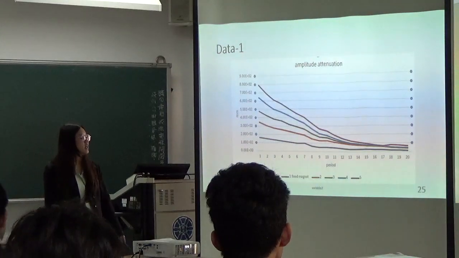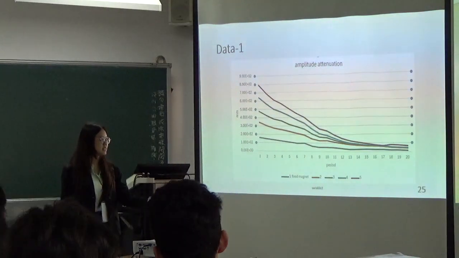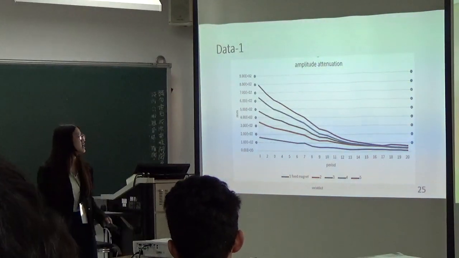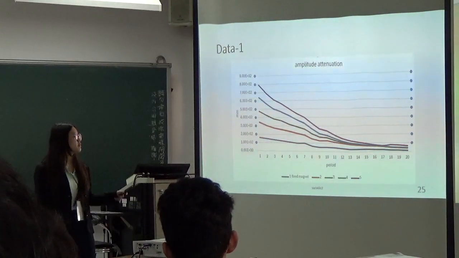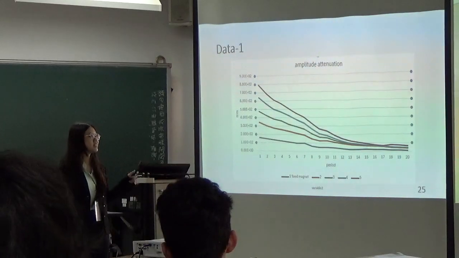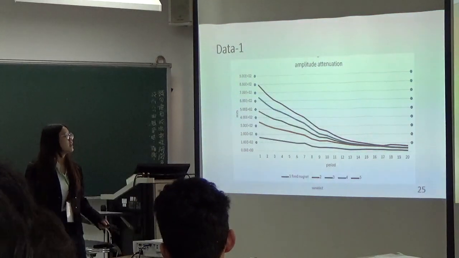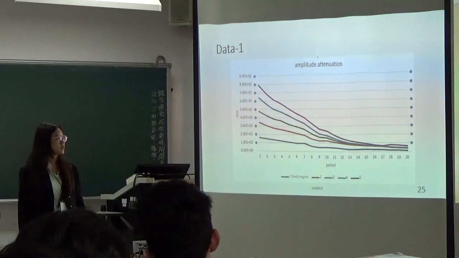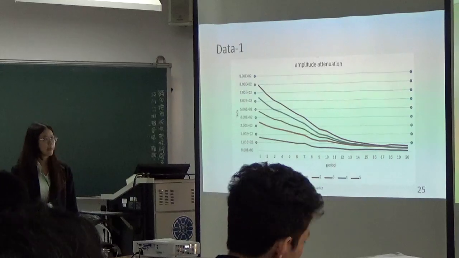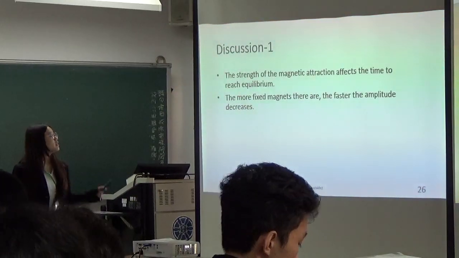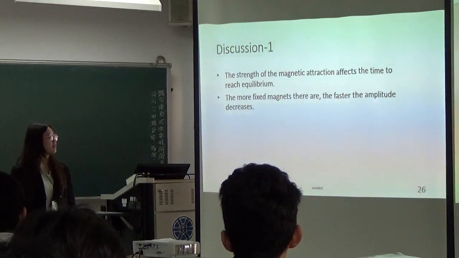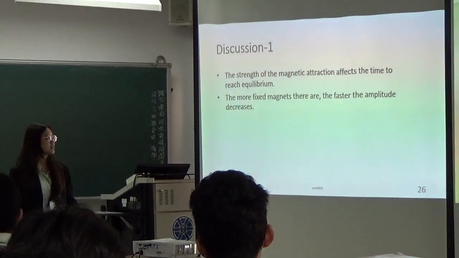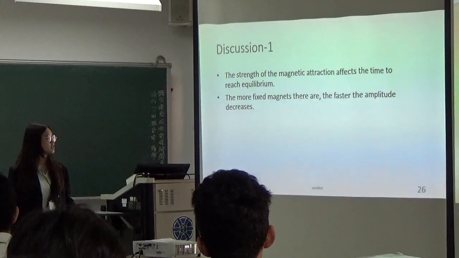Here, the x-axis is the period, and the first one is 1 to 5 seconds, and the y-axis is in millimeters, and we are looking at the amplitude attenuation. The strength of the magnetic attraction affects the time to reach equilibrium. The more fixed magnets there are, the faster the equilibrium is reached.